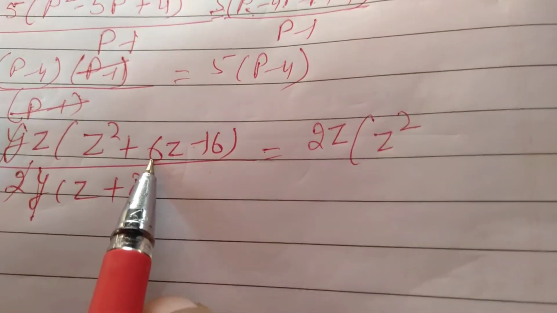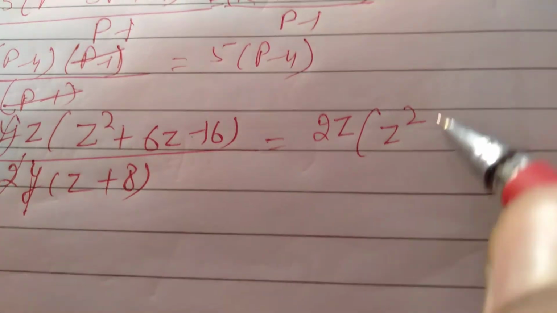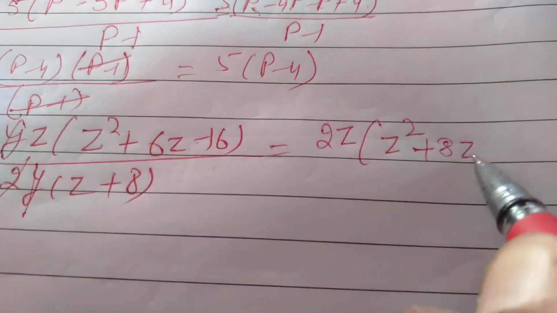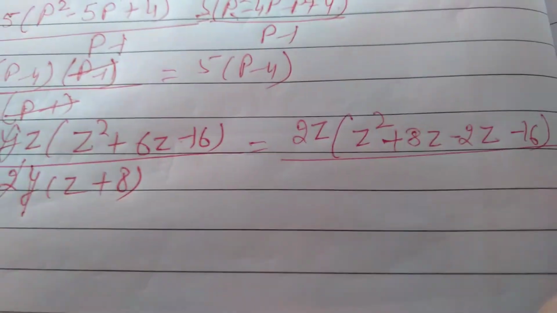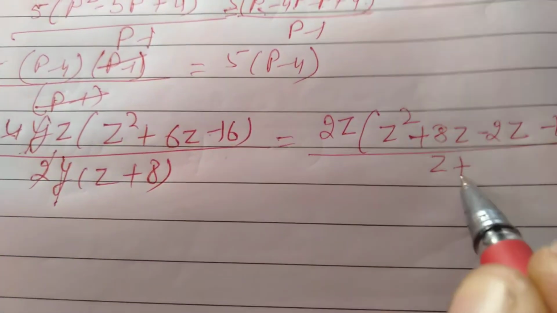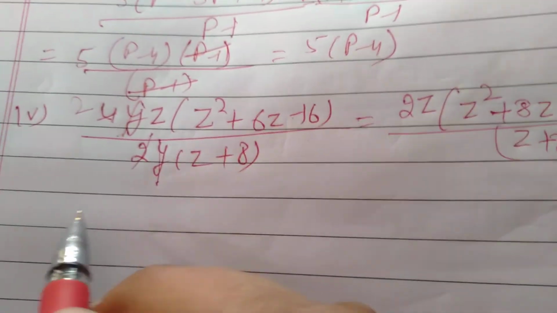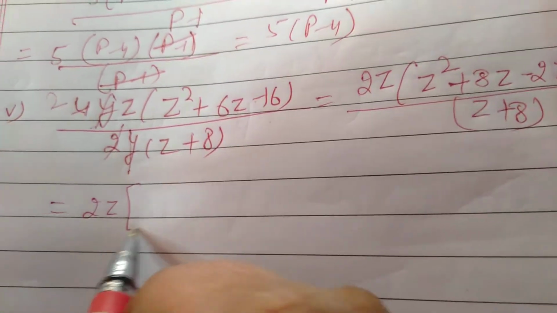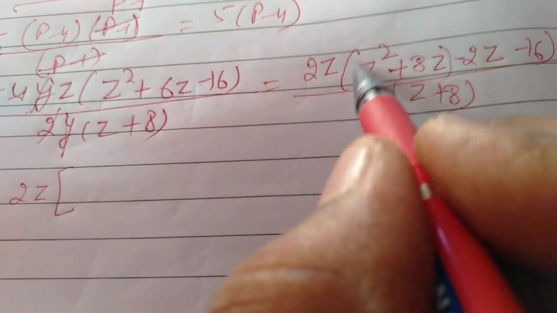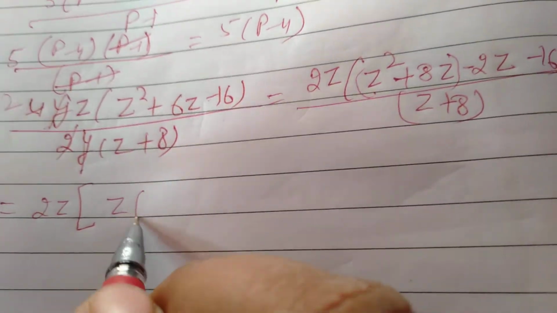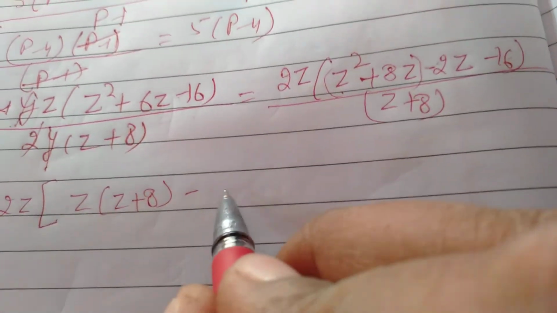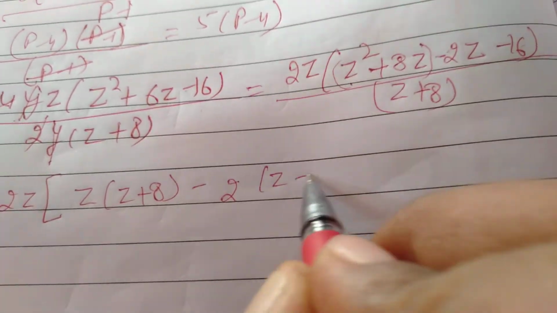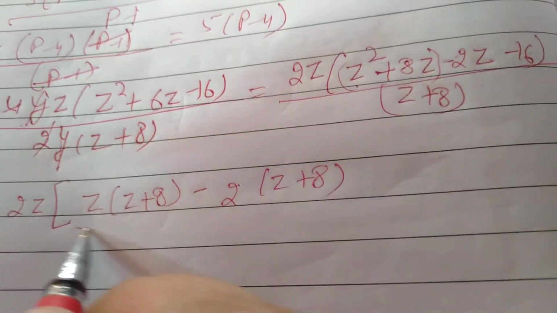So we will take positive 8 and minus 2. So here we will write positive 8 and minus 2. In the division we are having z plus 8 only. So you can see here 2z, and from these two you can take z as the common and z plus 8 will remain. Now both are negative terms, so you have to take minus 2 as the common and z plus 8 will remain because the sign will be changed.